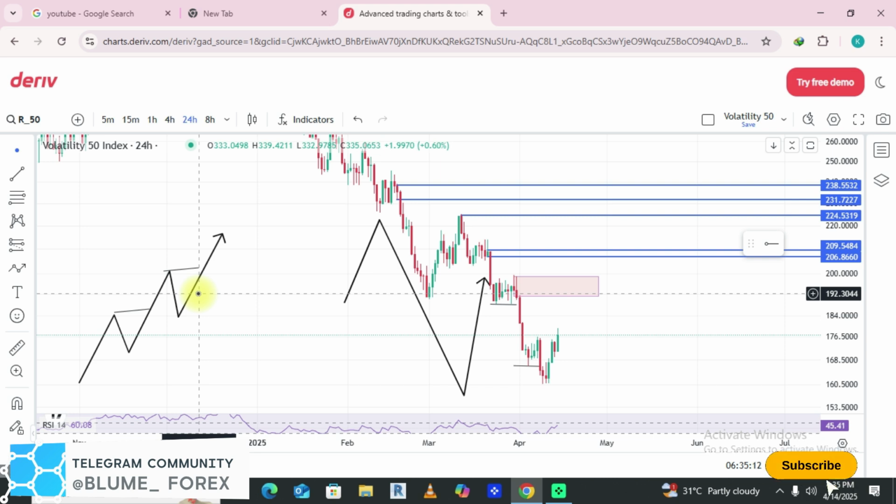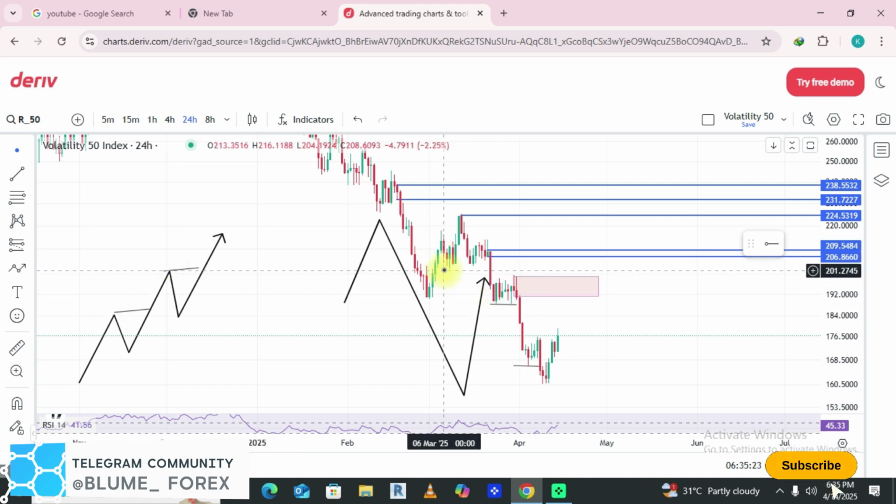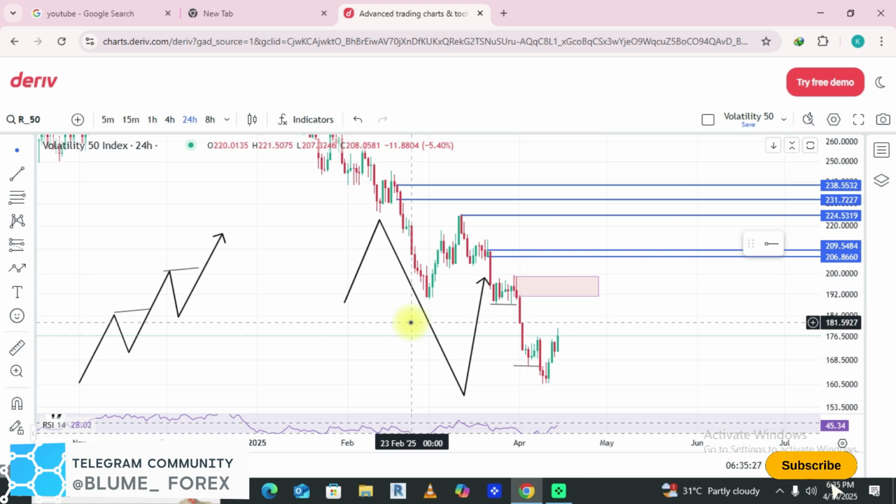And one characteristic of an uptrend market is that we form what? Higher highs and higher lows. So once you are forming higher highs and higher lows and breaking structure to the upside, know that what? We are in an uptrend market. Once we form lower highs and lower lows and breaking structure to the downside, then know that what? We are in a downtrend market.